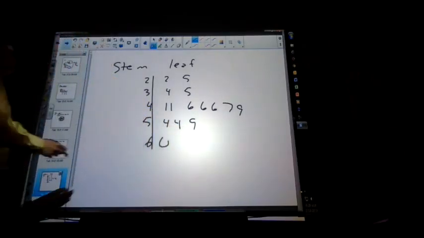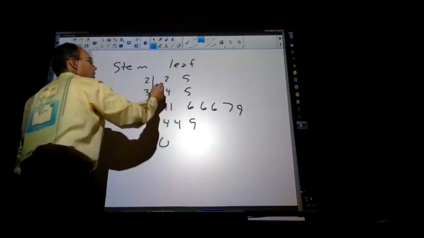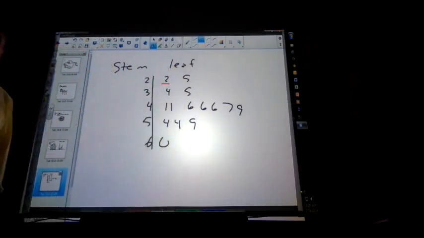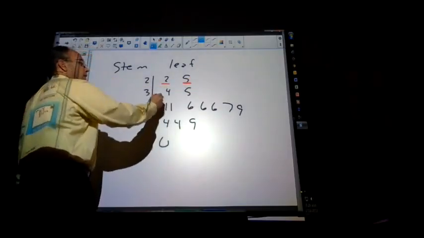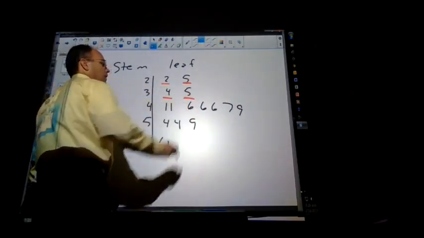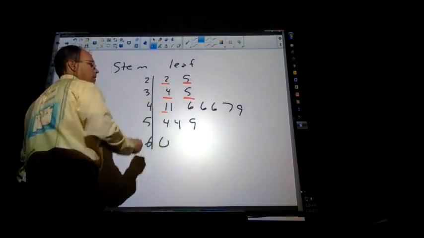Okay, let's see how quick you guys are. What number does this represent? 22. Which one does this represent? 25. You guys understand how it goes?